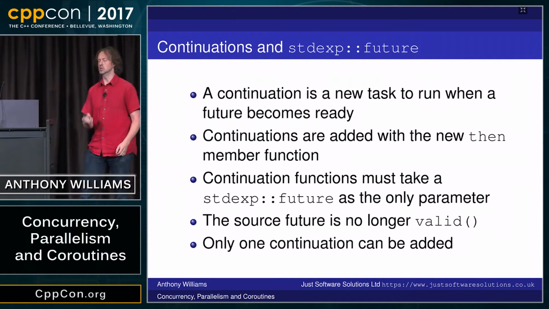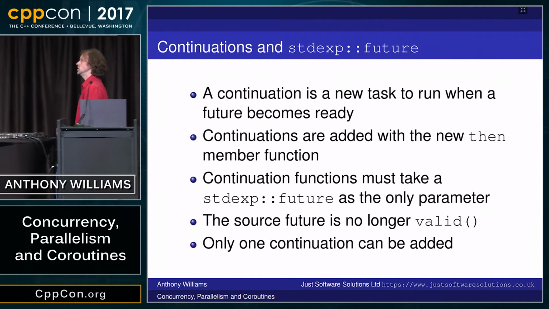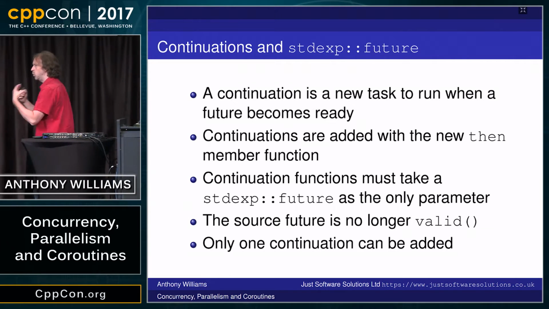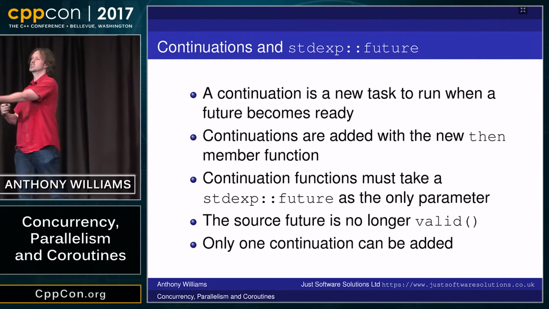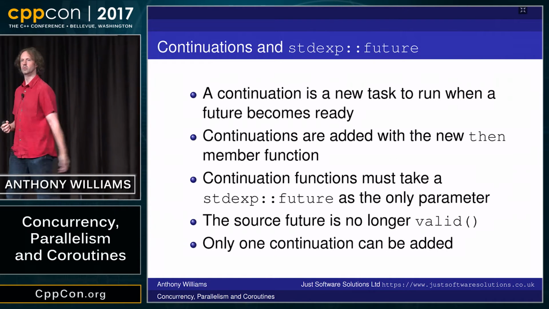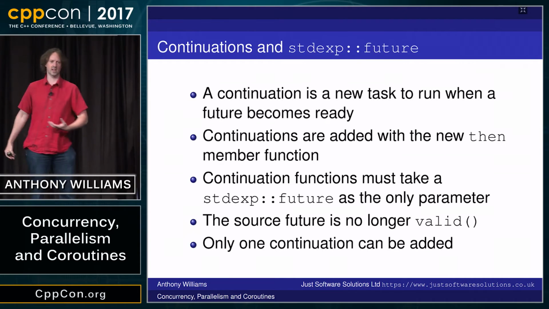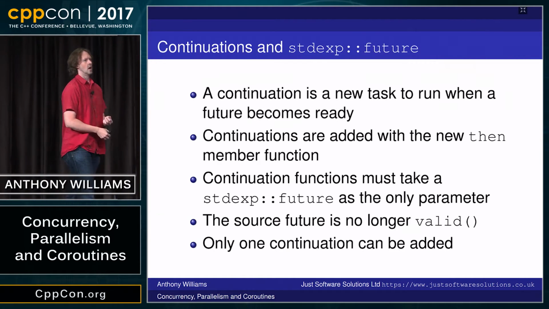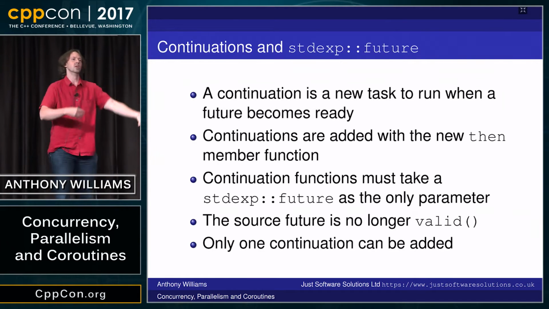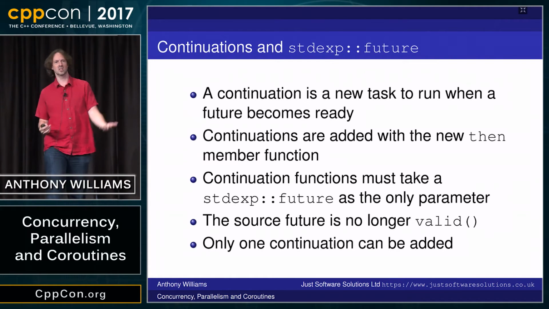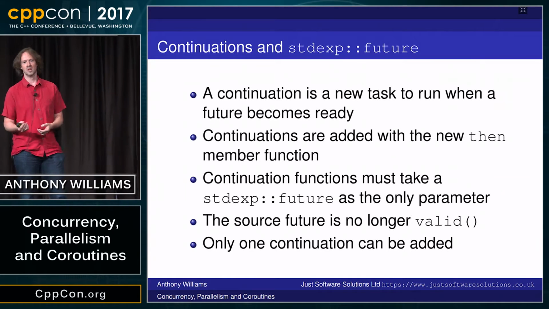So a continuation is a new task that you want to run when the future is ready. So you've got a future which is some task that's going to generate some value for you. And you say, well, when that's ready, then I want to do another calculation with that value. And so you can either wait for the future and then spawn the task, possibly as a new asynchronous task, using standard async or a thread pool or something.